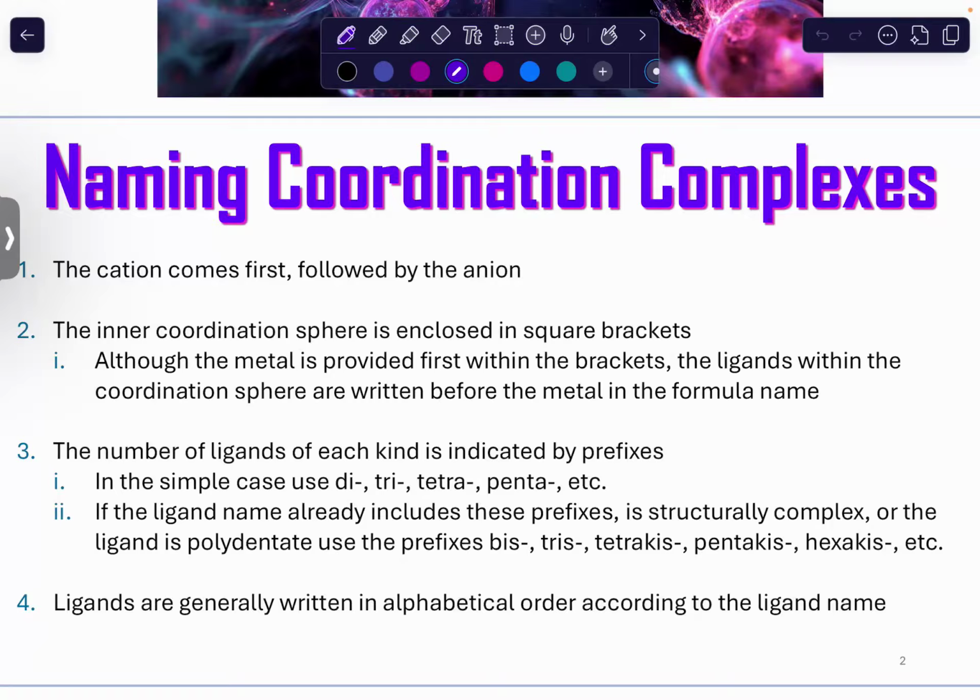Ligands of each kind are indicated by prefix: di, tri, tetra, penta, etc. If the ligand name already uses one of those, or is structurally complex, or the ligand is polydentate, use the prefixes bis, tris, tetrakis, pentakis, hexakis, and so on and so forth.